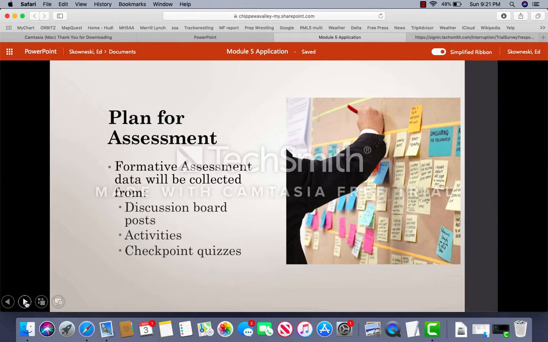My plan for assessment is I will have multiple formative assessments throughout the course. I will look at the discussion board posts from each student to see if they're comprehending the material and if they're actively participating. Also, the activities that students are completing, I will monitor those to see how well students are grasping the concepts, and then I will have checkpoint quizzes as a way to formatively assess students to see where they're at throughout the lesson and throughout the unit and be able to create interventions if need be.